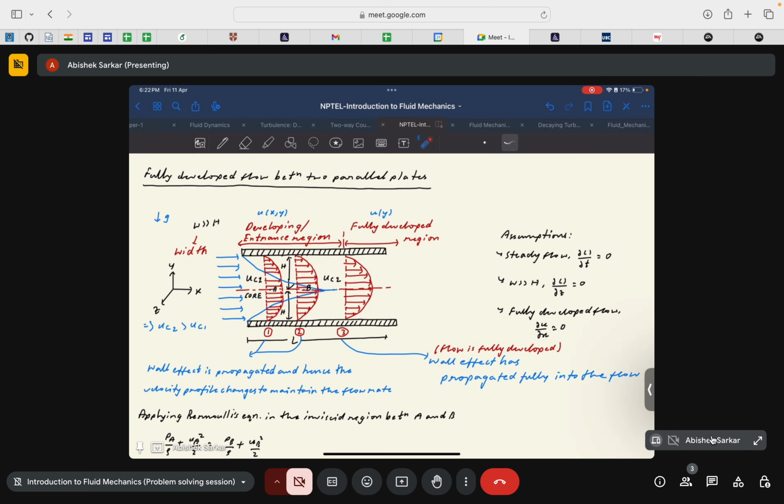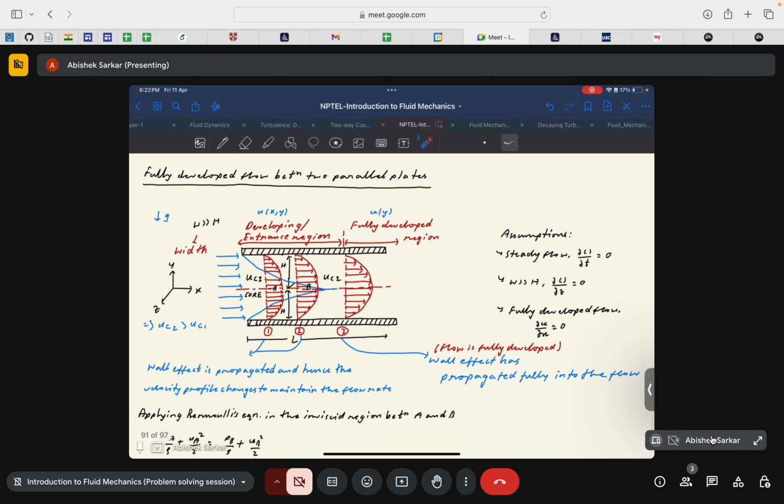So I think we can again proceed ahead. Okay, so let us look into the diagram, and I hope I'll be able to make you understand this. Right away, if you look at the diagram, you can see two distinct regions being marked here: the developing region or the entrance region, and the fully developed region.